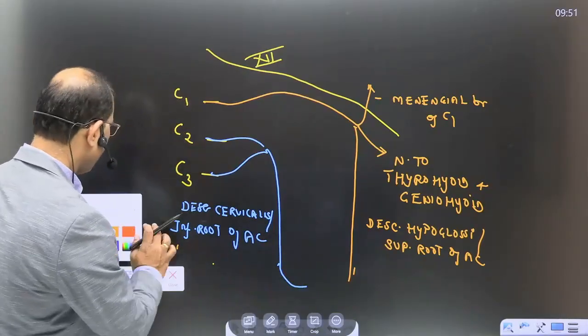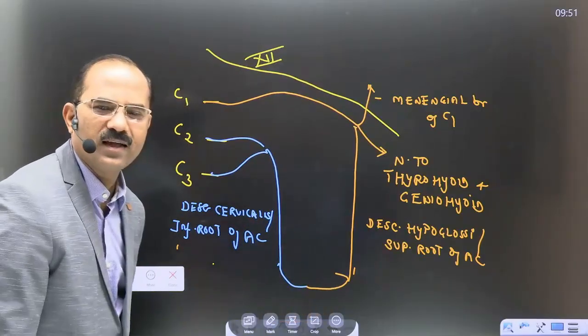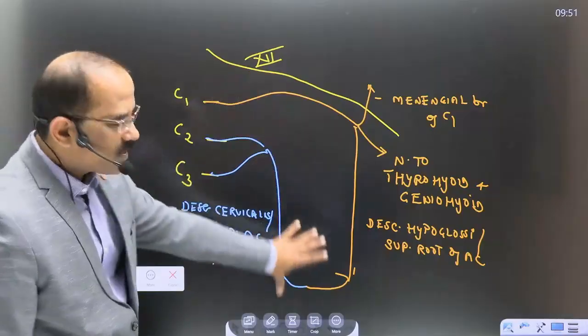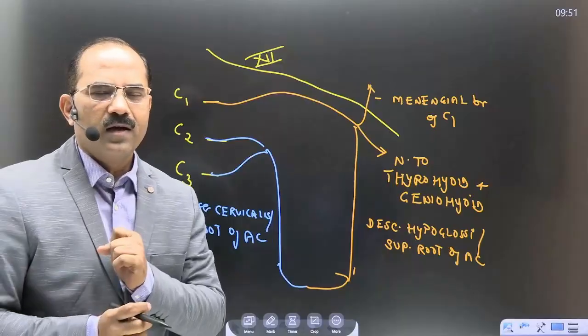Clear? Now this descending cervicalis will come here, and this descending hypoglossi will come here, and together they join to form this ansa cervicalis. Clear to all of you? So how is the ansa formed? Basically C1, C2, C3.